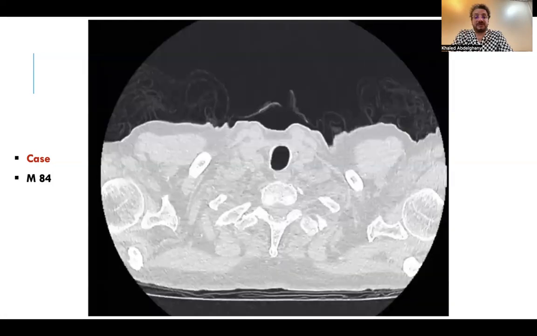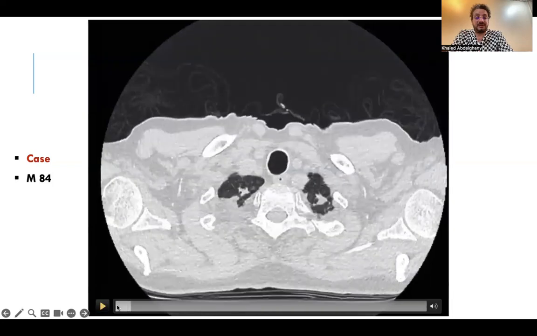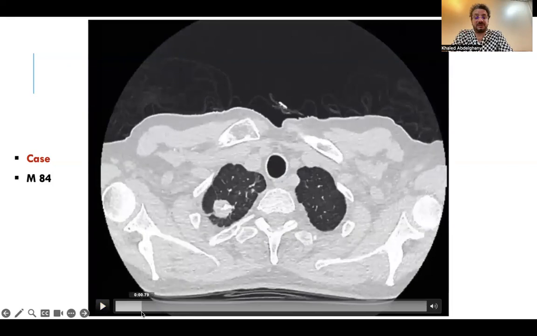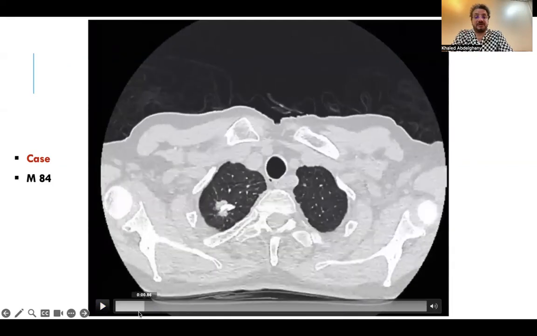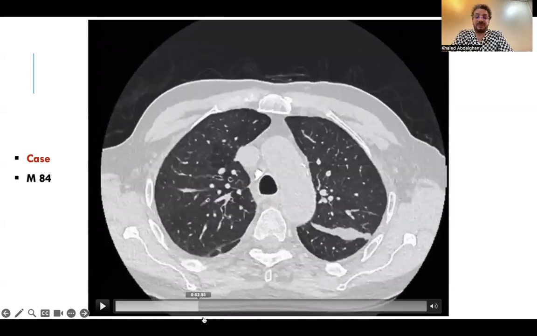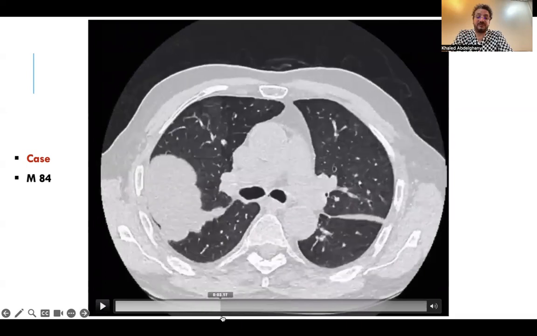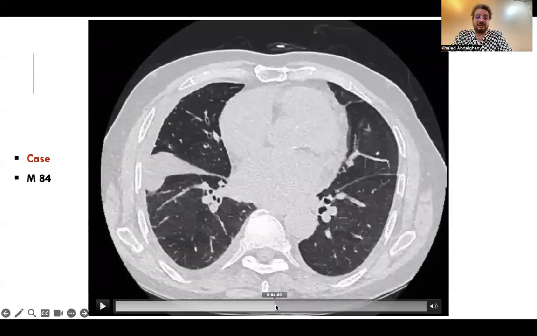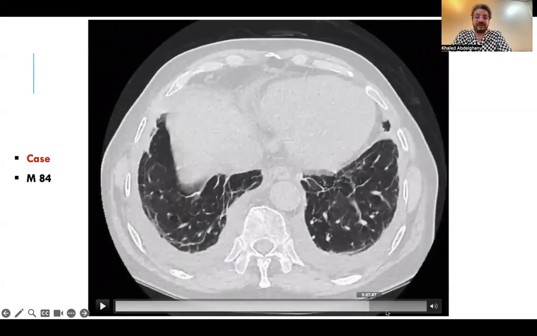The patient underwent HRCT. Here, incidentally noted is a right apex pulmonary nodule with central calcification. Here we start to see the major fissures, pleural effusion, and the minor fissure pleural effusion in the lung bases.